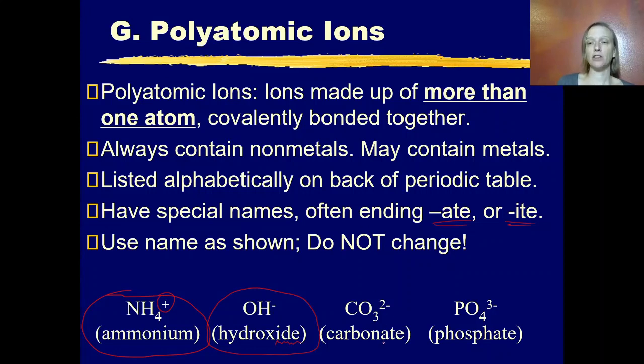Carbonate and phosphate are 2 of your more typical polyatomic ions with that ate ending. And notice that the ate and ite endings indicate that you have an element that's bonded to a lot of oxygens. So you see a lot of oxygens in polyatomic ions.